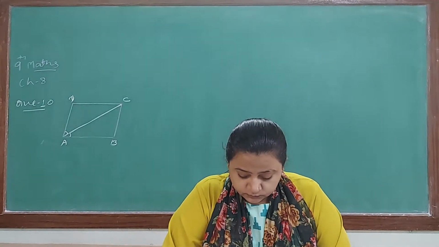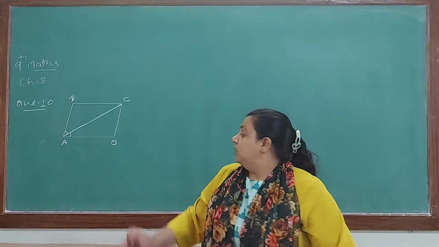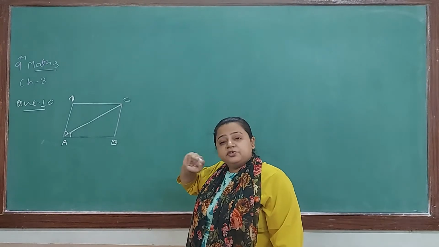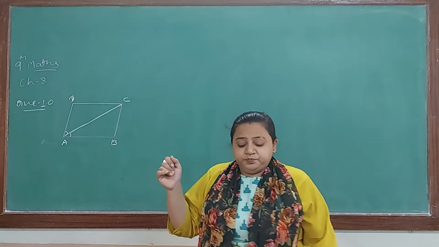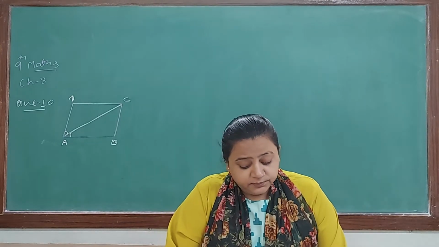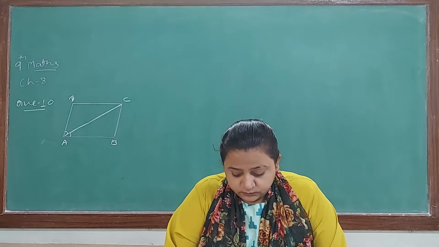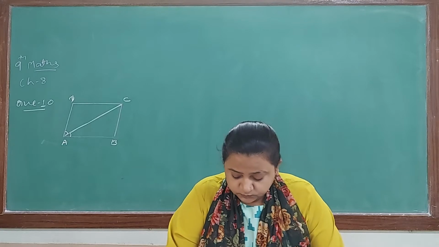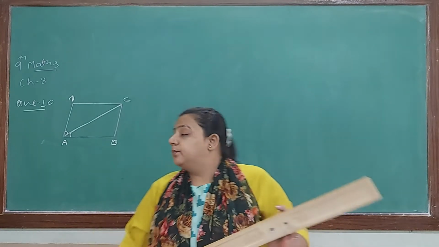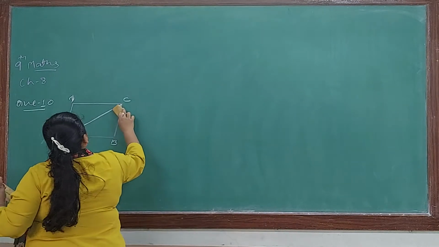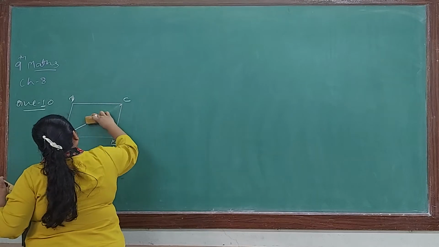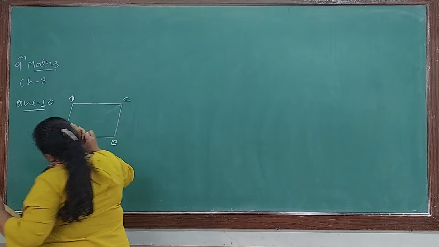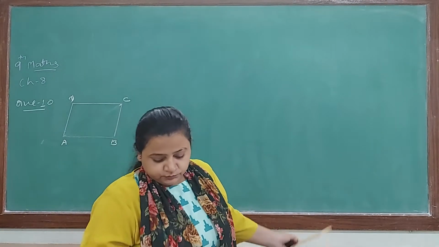ABCD is a parallelogram. Wait. ABCD is a quadrilateral which is a parallelogram. Then AP and CQ are parallel. Read it fast. Perpendicular from vertex A and C on diagonal BD. Okay, wait.